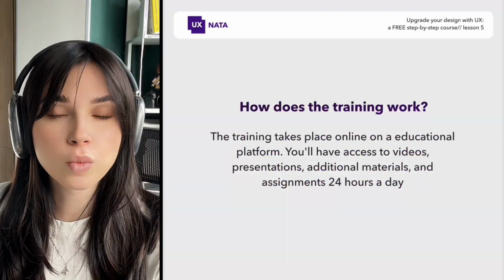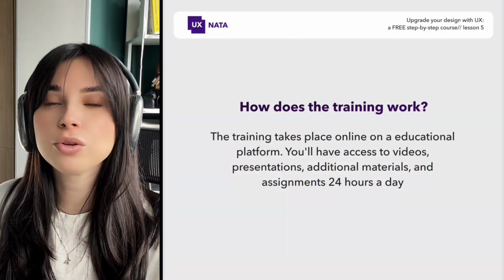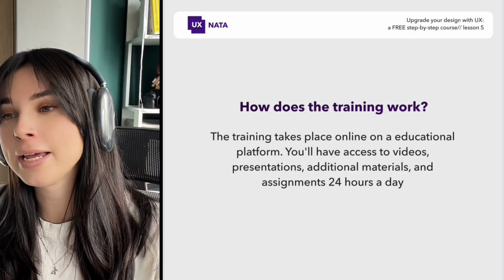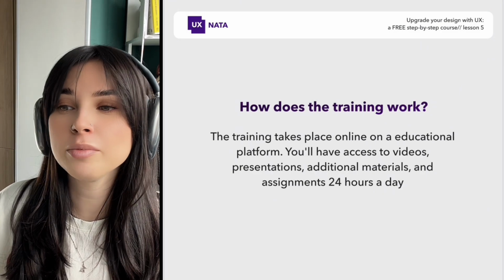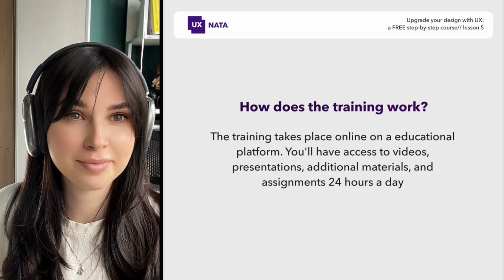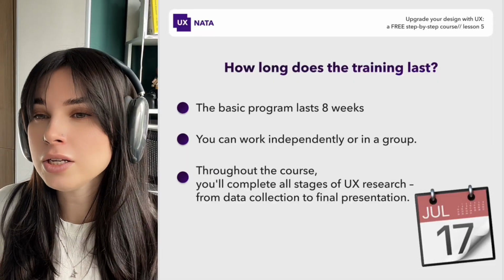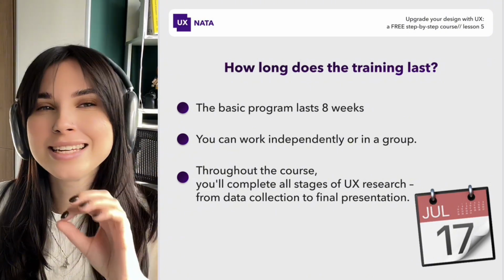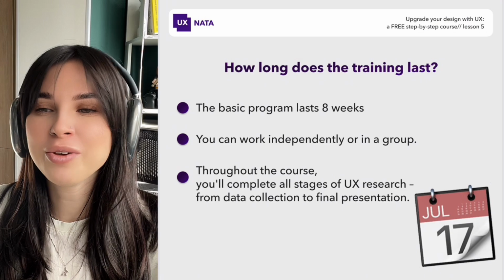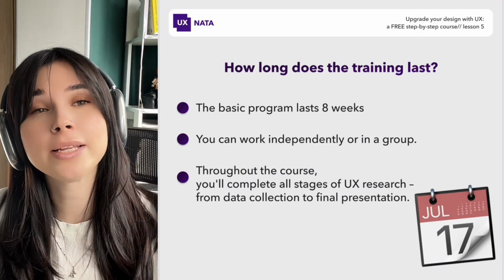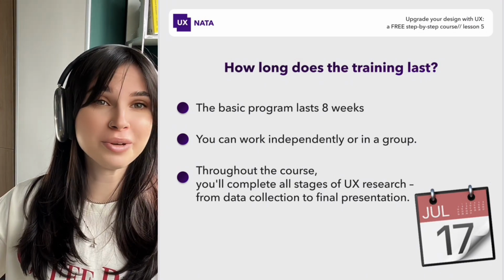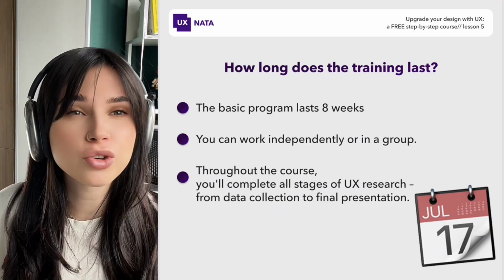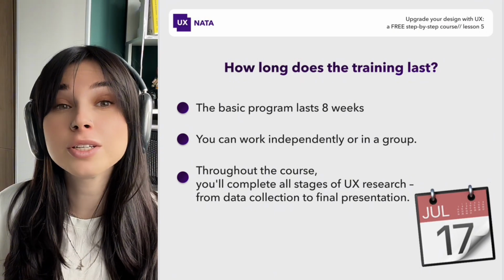How does the training work? The training takes place online on an educational platform. You'll have access to videos, presentations, additional materials, and assignments 24 hours a day. How long does the training last? The basic program lasts 8 weeks, so not so long, and you can work independently or in a group, so up to you. Through the courses, you'll complete all stages of UX research from data collection to final presentation.